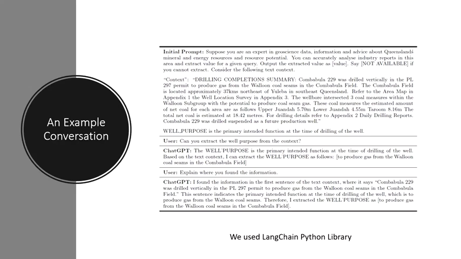And then we said, okay, can you extract the well purpose from the context? So this is our question. And then ChatGPT gives us the result. It explains what it thinks about the question and so on. And then it gives the answer: to produce gas from the Walloon coal seam in the Combabula field. So this is the answer.